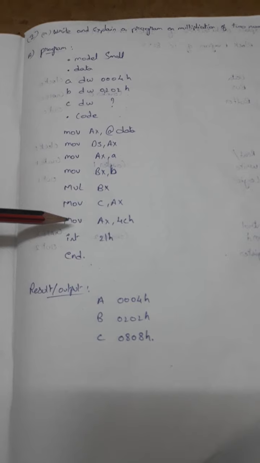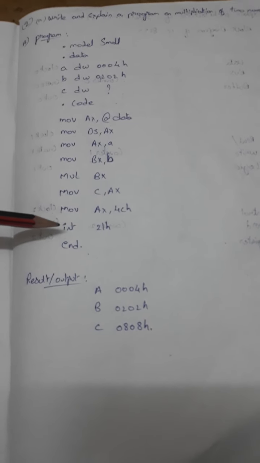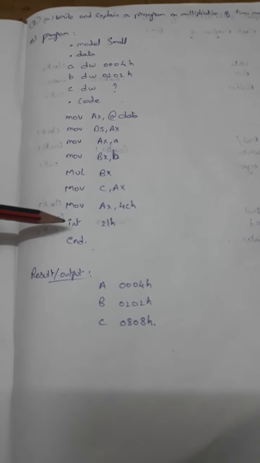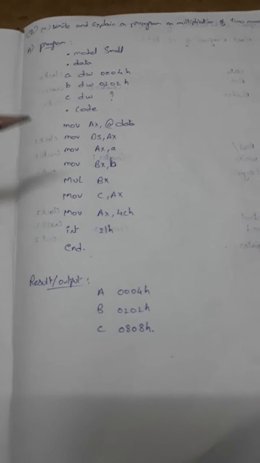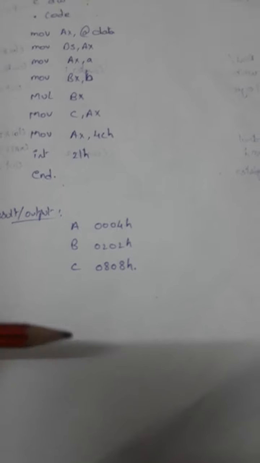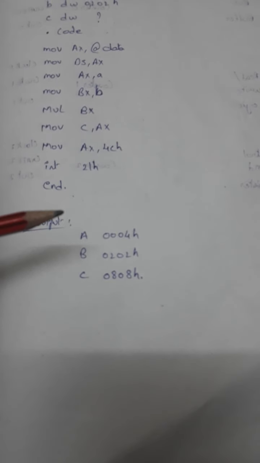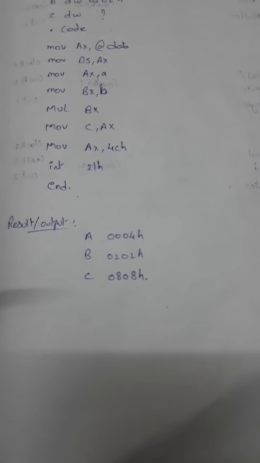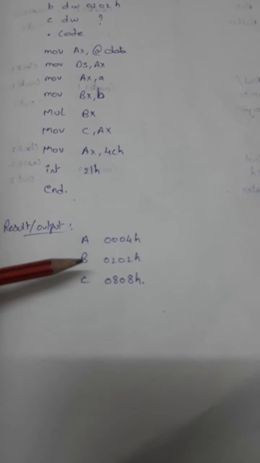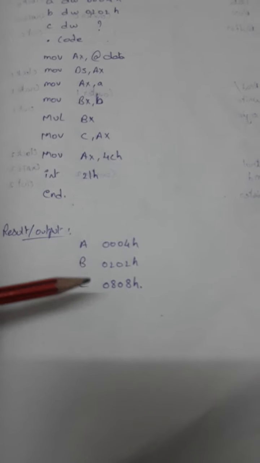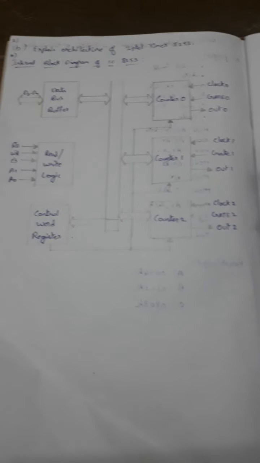And finally mov ax, 4ch and int 21h. Int 21h means interrupt the processor and the program ends. Here we get the output as a 0004h and b 0202h, and c is the multiplication of both a and b values, that is 0808h.